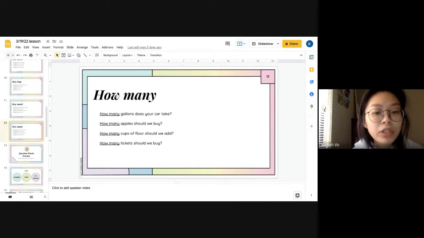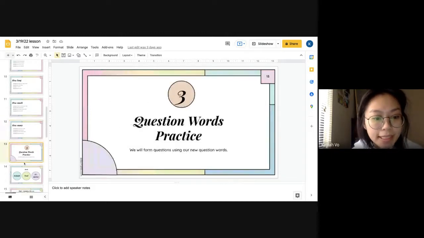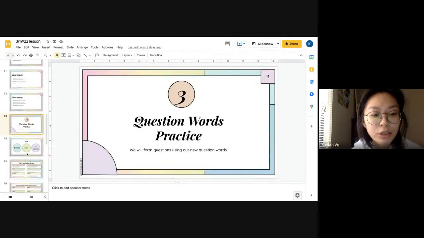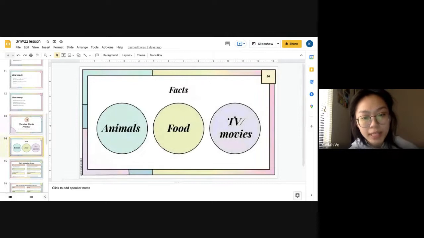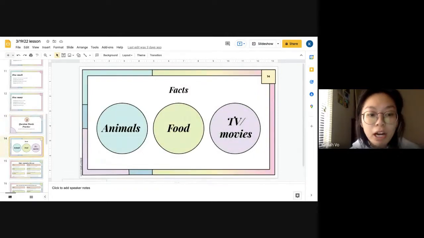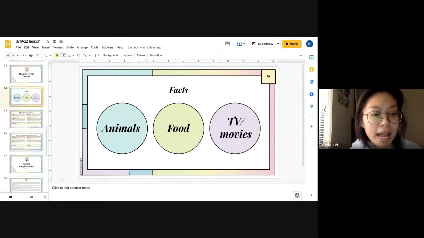And then we moved on to using the question words in practice. I usually like to pick some topics for him to choose from, so it feels like he has autonomy and a choice in the lesson, and it's not all my choice. I want him to feel comfortable with what he's learning.